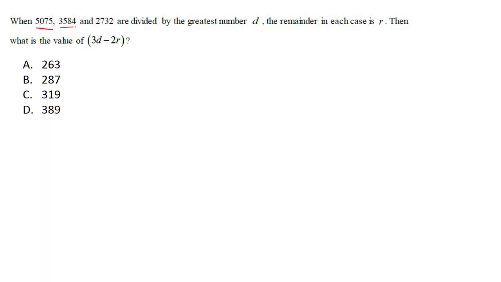When 5075, 3584 and 2782 are divided by the greatest number D, the remainder in each case is R. Then what is the value of 3D minus 2R? Whenever we want to find the greatest number, that means we have to find the HCF or the GCD. But HCF of which numbers? When the remainder is unknown, there is a trick to this. Let us see what the trick is.